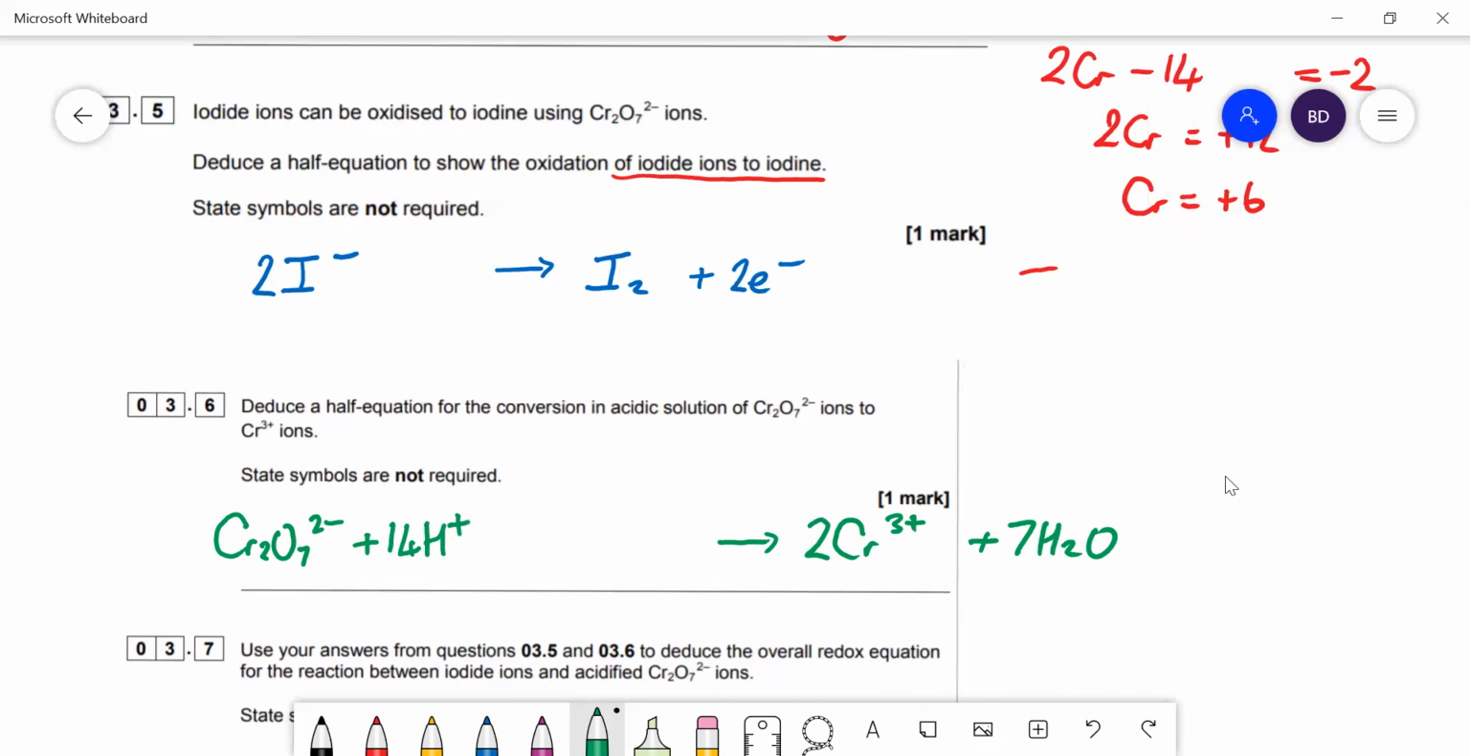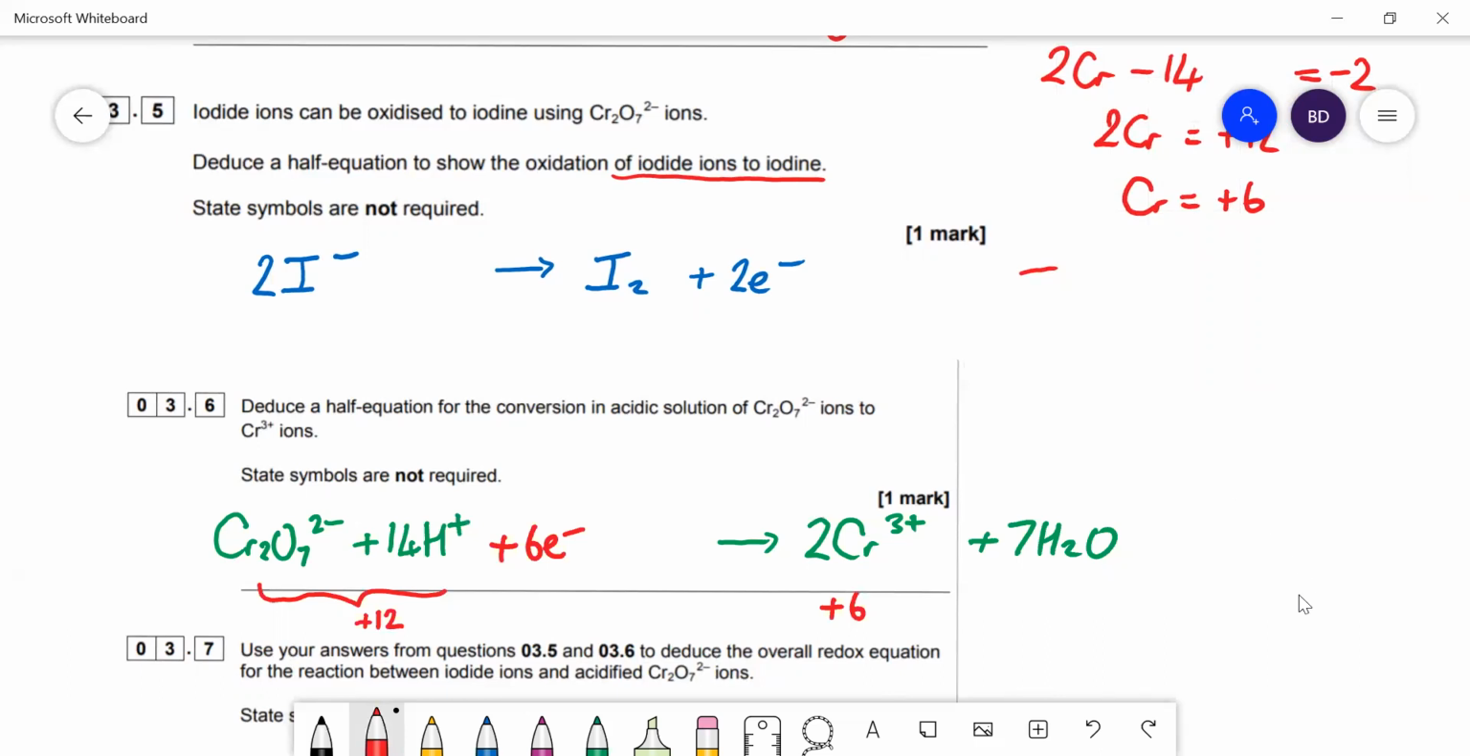The last thing we need to do is to balance for charges. So let's see what charges we've got on the left and the right. On the left, we've got a 2 minus and a 14 plus, so that means we've got plus 12 on that side. On the right hand side, it's easy to forget this: you haven't just got one Cr3+, you've got 2 of them, so that's going to be plus 6 there. So somehow we've got to have the same charge on both sides of the equation by adding electrons. We can do that if we add 6 negative electrons there, so 6e-. That is our half equation.